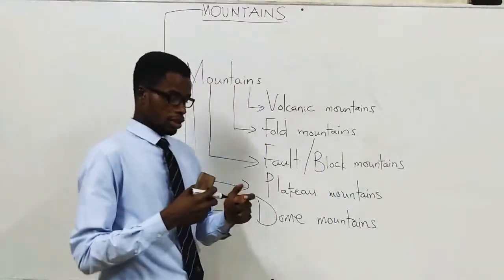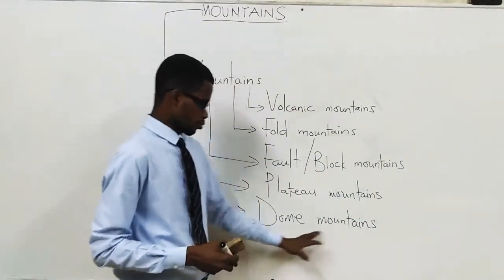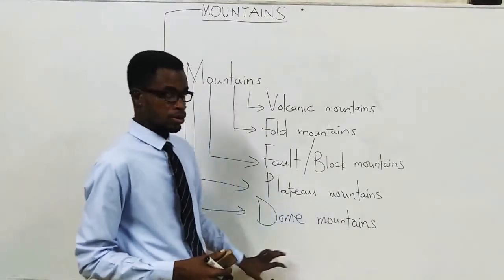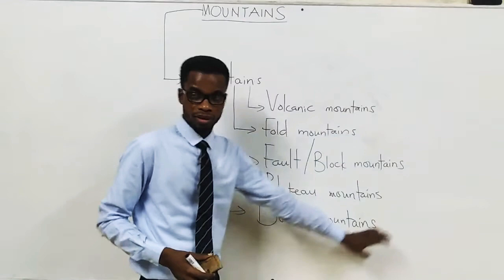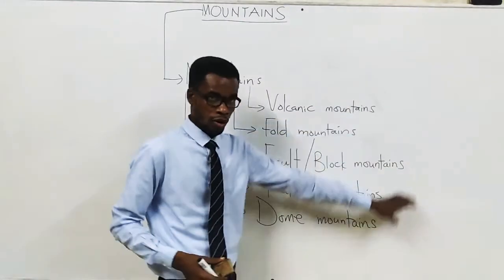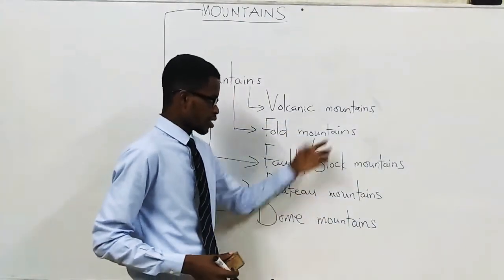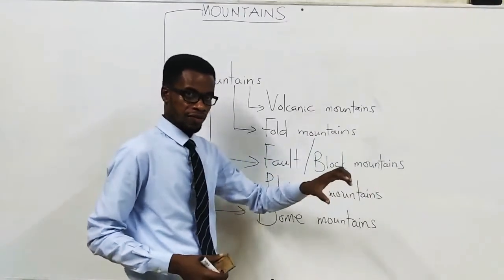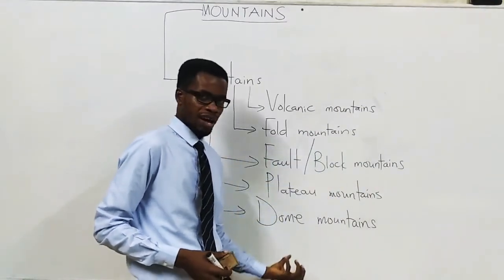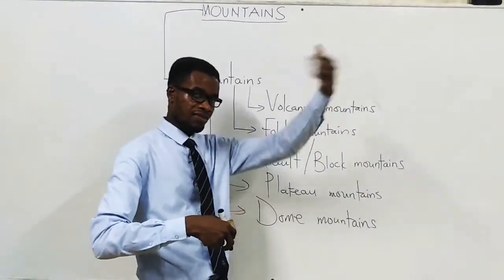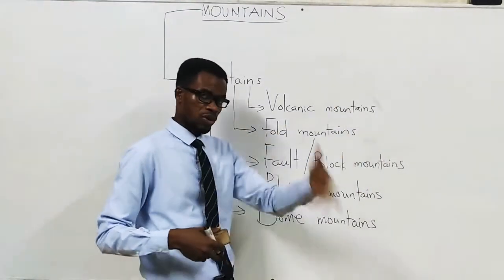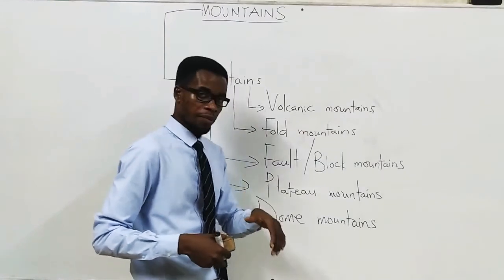Dome mountains actually have something similar to do with volcanic mountains. It's through the eruption of a volcano, but just that the eruption does not appear on the surface, but it actually affects the crust and takes a shape that has a round top. And when that happens, we call that mountain a dome mountain.